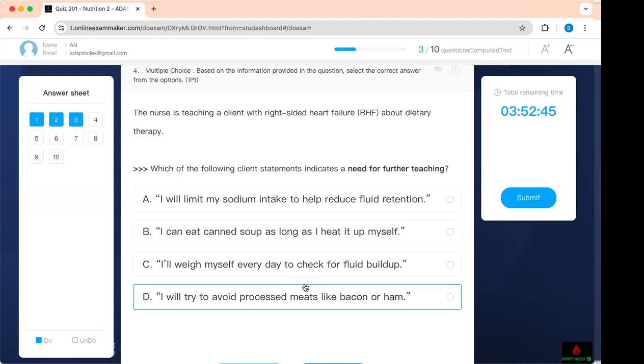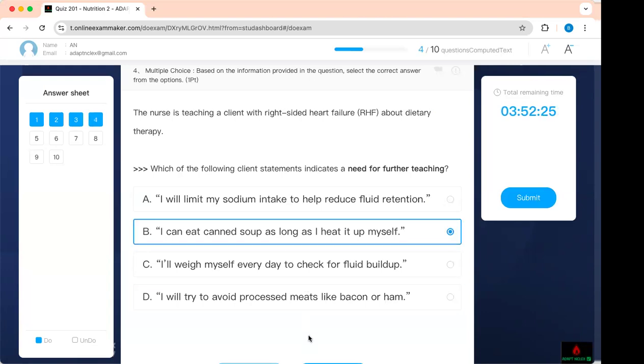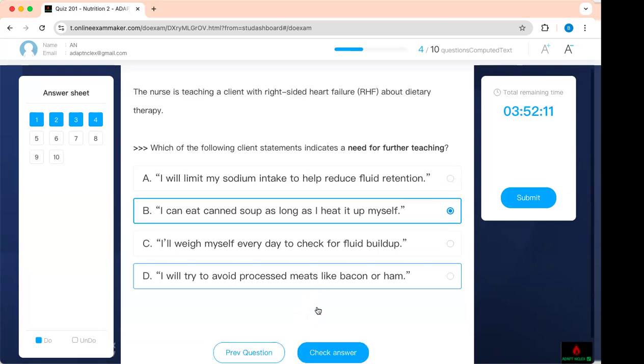Now I look at the answers. I will limit my sodium intake to reduce what? Fluid retention. That's the key word. I can eat canned food and soup as long as I heat it up myself. Look, canned soup is full of what? Sodium, and that will cause water retention. Avoid it. I will weigh myself every day to check for fluid buildup. Yes, do that. I will try to avoid processed meat like bacon and ham. They all have what? Salt. Therefore, B is the right answer.